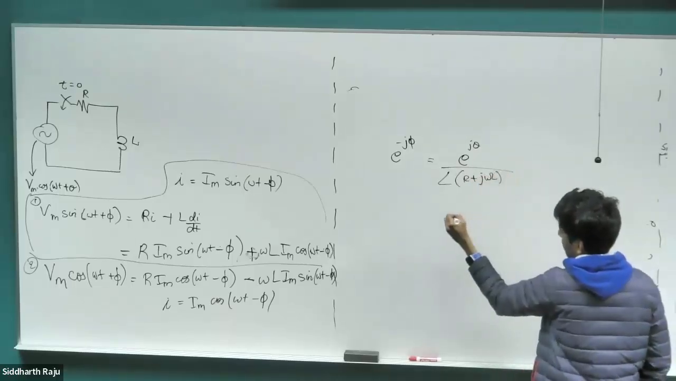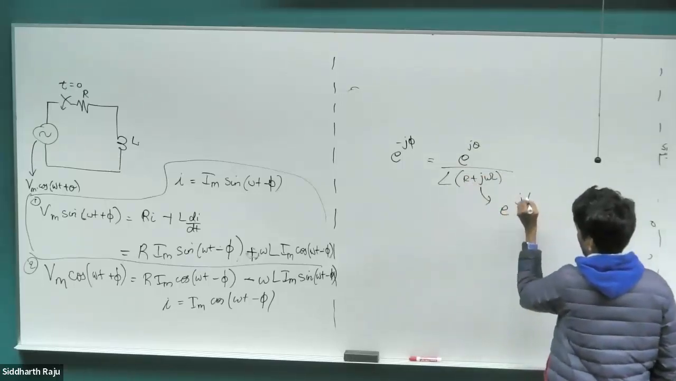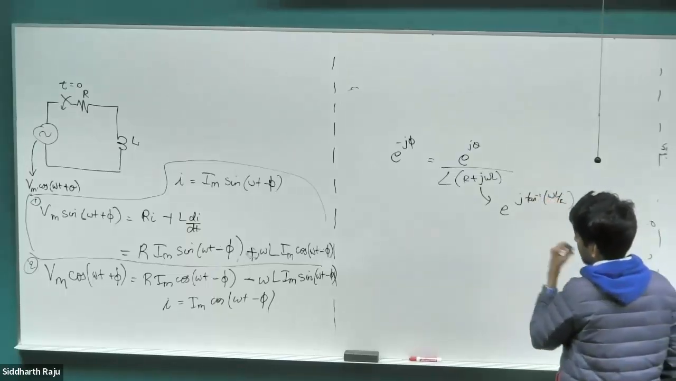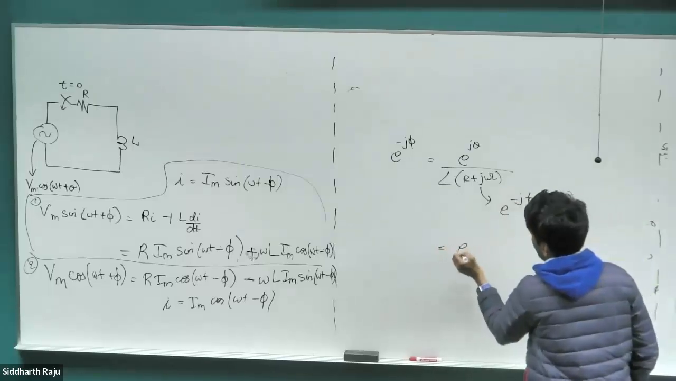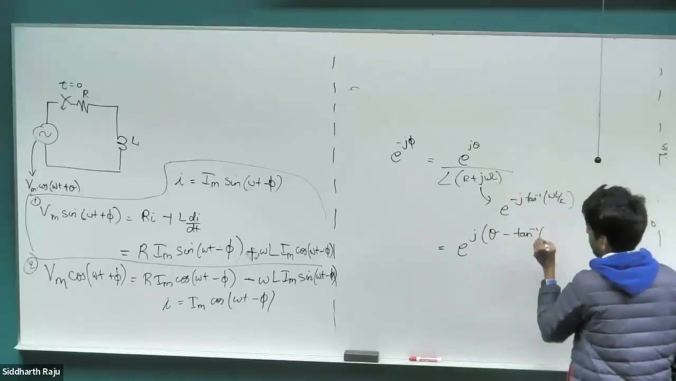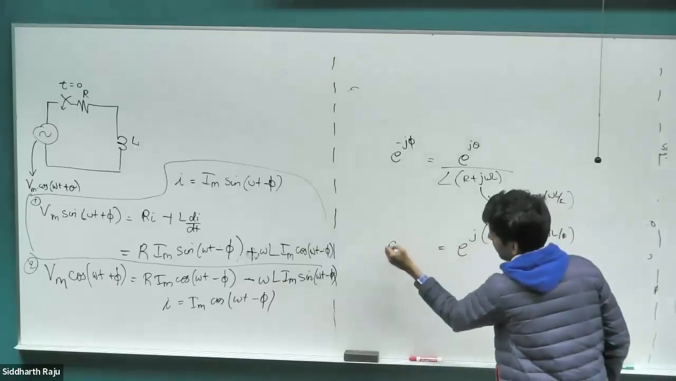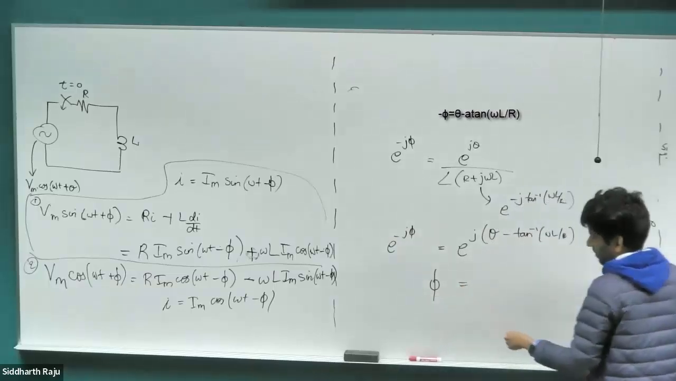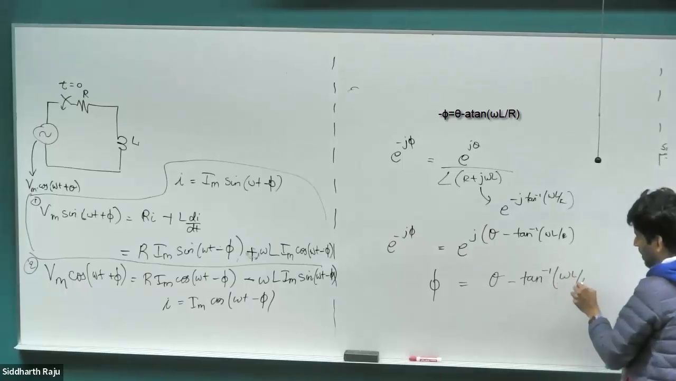So if it was in the numerator, that angle would have just been e power j tan inverse omega L by R. Right? Since it's the denominator, you take that exponent to the numerator, and that becomes a negative. So we end up with e power j theta minus tan inverse omega L by R, or basically the angle by which e power minus j psi, the angle by which the current lags, is going to be theta minus tan inverse omega L by R.